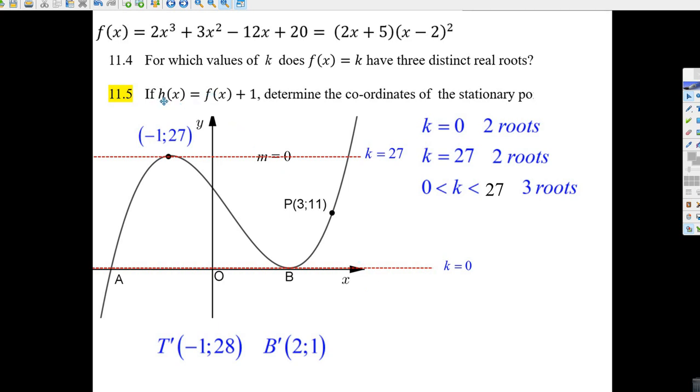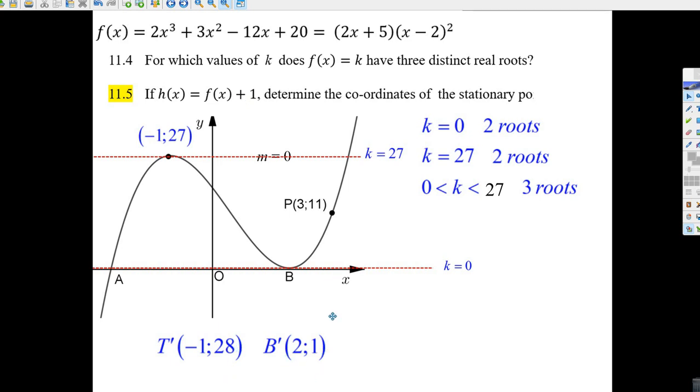Now the next question, it looks hard to some people, but it's crazy easy. You've got this function, and this is f of x. If you add 1, what happens to the stationary points? Well, there's a stationary point, minus 1 and 27. If you add 1, everything just goes up 1. So instead of 27, you add 1 and make it 28. And that's your answer. Instead of 2 and 0, you add 1 and make it 2 and 1. It says add 1, so just add 1.